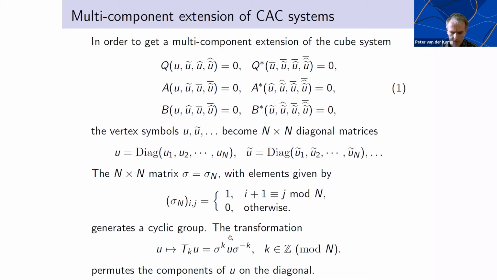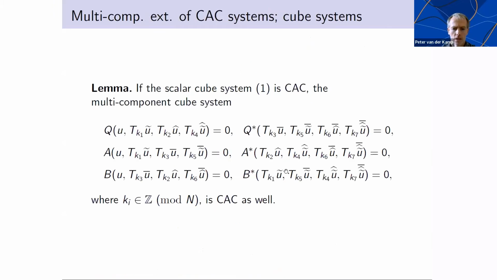So you have this transformation TKU, which is just making a rotation of your variables, a permutation. Then you have the following lemma. If that system, that cube system, is CAC, a scalar system, then in this slide, I have diagonal matrices, and I've applied all kinds of shifts on those matrices. And this system is then CAC as well.